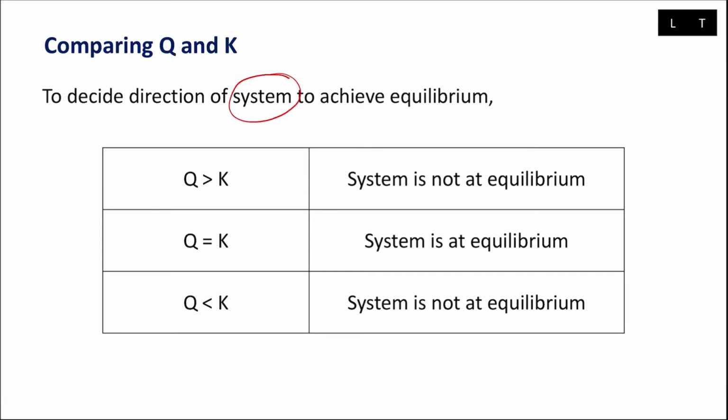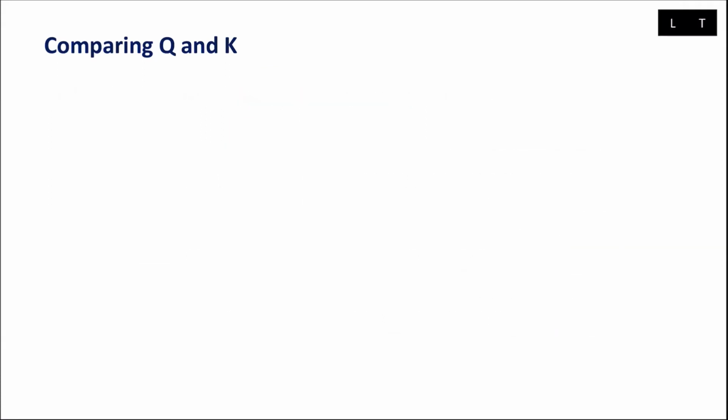We have three different conditions where you have Q greater than K or Q less than K. Both of these are where the system is not at equilibrium. However, if the value of Q is equal to the value of K, this is the condition where your system is at equilibrium. So let's try a few examples.